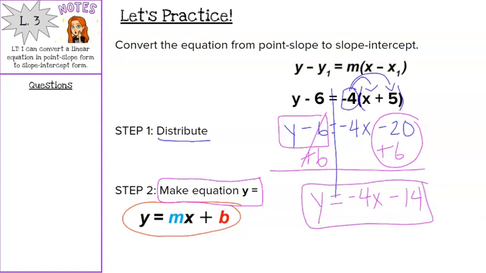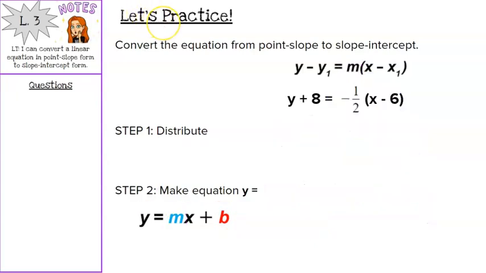One thing to note, your slope of m should always be the same. So right here we see our m was negative 4 when we started, and our m is still negative 4 at the end. That slope should never change. It should always be the same. One more practice problem. I would like you to try this on your own. Follow the steps, distribute, and then make the equation y equals, and check your answer in Edpuzzle.